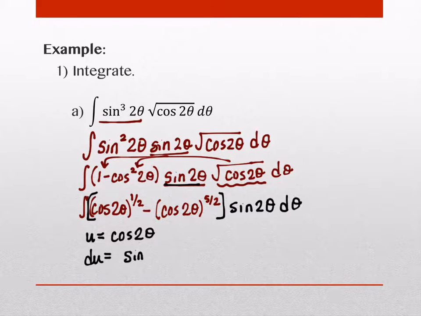Sine of 2 theta, I need one more thing. What's that? There will be a d theta, but there's something else missing. There's a 2, right? Why is there a 2? Why is this 2 sine 2 theta instead of just sine of 2 theta? There's a chain rule.